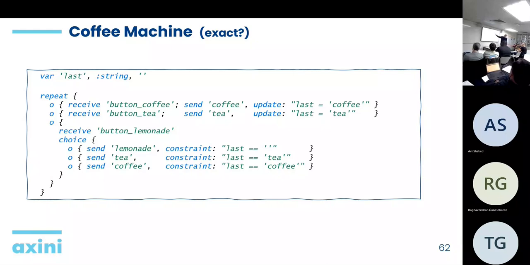So what you see here, I did not explain that, but you can declare variables. Here we declared a variable last, which is a string, and the default is an empty string. If we get the coffee, we update this variable to the value coffee. And if we get a tea, we do tea. And we only give a lemonade if there has not been a previous output. For all the other ones, we just check if the last one was tea, we do tea, and if it was coffee, we do coffee. This is a constraint that's just evaluated.